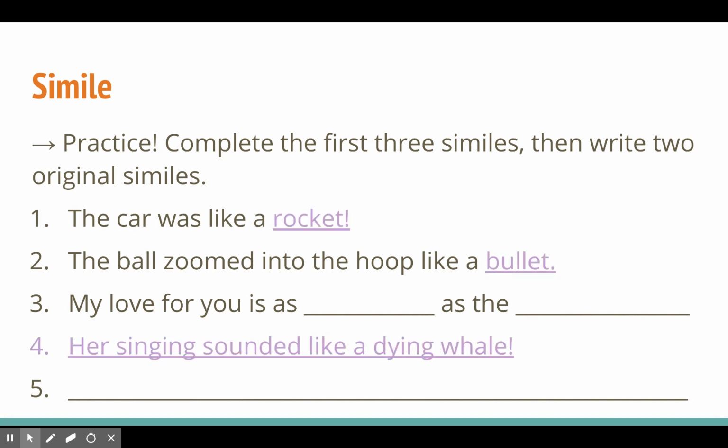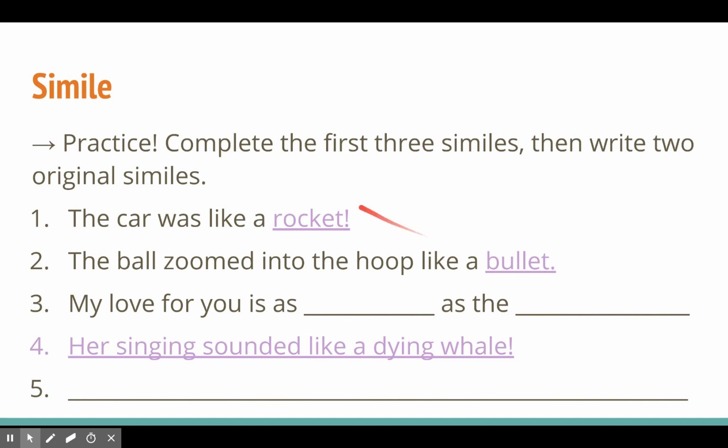Coming on back, friends. Number 1, the car was like a rocket is my example. If you struggled to think of one for that, go ahead and get that down. Number 2, the ball zoomed into the hoop like a bullet. Again, if you didn't get anything down and you were on the struggle bus, please go ahead and get that recorded. And then number 4, I'm going to give you an original one of Miss King's. Her singing sounded like a dying whale.